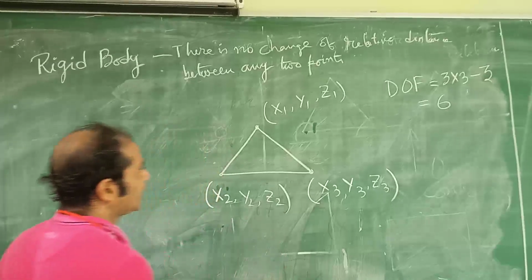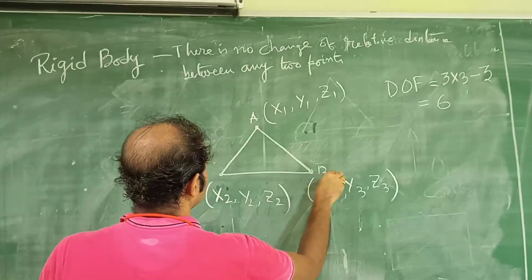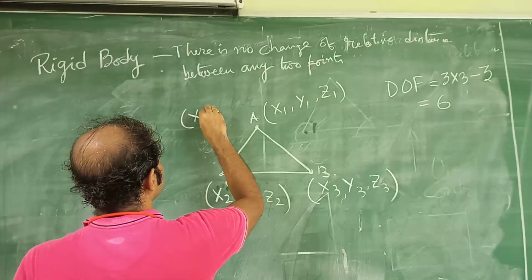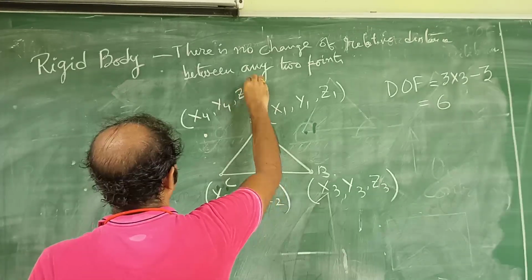Now let us choose another point. Let's say you mark them as A, B and C. You choose another point D, which is of x4, y4 and z4.